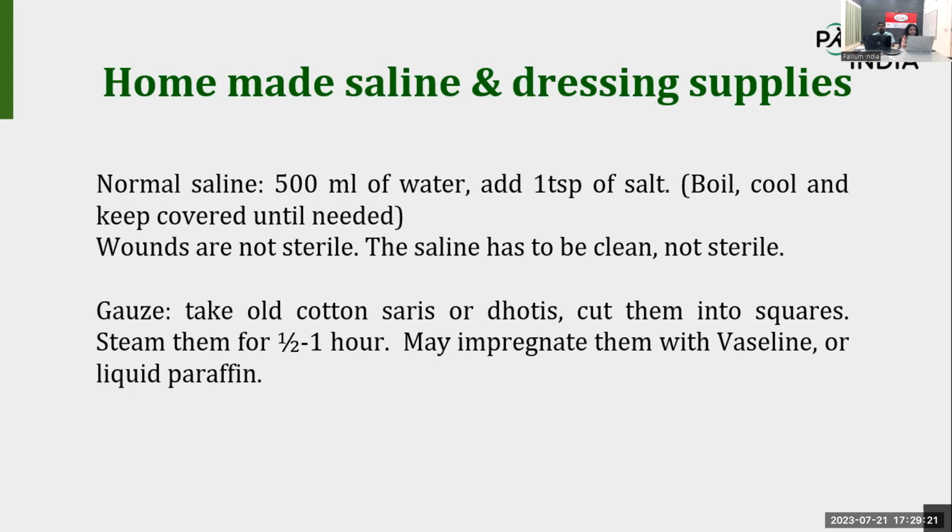Then as a dressing pack, normally we use them on the hospital side, and if the patient and family can afford it, they can buy gauze pieces or sterile pads from outside. But for long-term dressing, if the family cannot afford these items, they can make them from old cotton saris or dhotis. They can cut them into square pieces, and in between the cotton pieces, they can keep a layer of gauze. These cotton pieces they can steam in an idli maker, or a similar vessel, for around half to 1 hour. Thoroughly after steaming, they can keep them in a clean container.